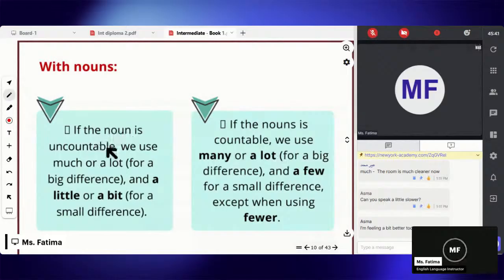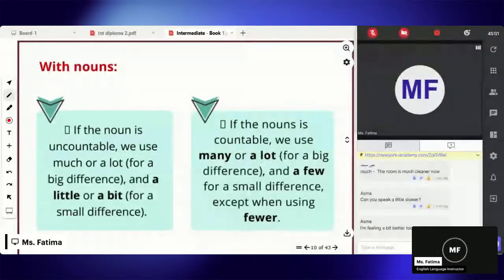So if it's uncountable, what do we use? Much. So we say much coffee, much time, much water. Okay? So food is uncountable. Abstract things are uncountable. Alright. So yes, we say much love also. Much water, much coffee, much sugar. Right?